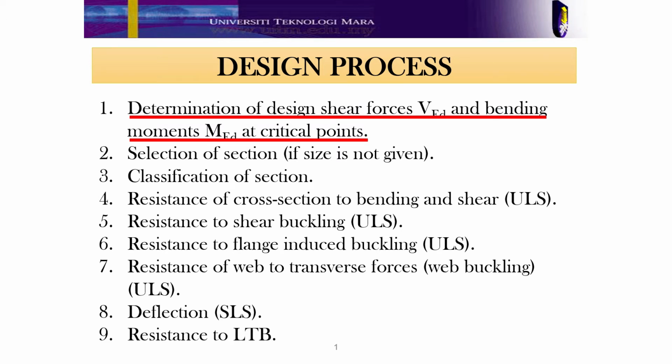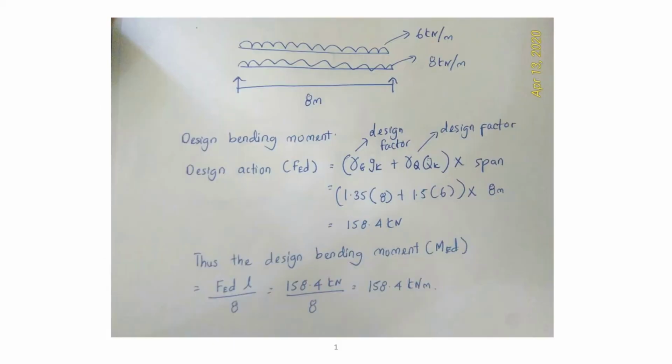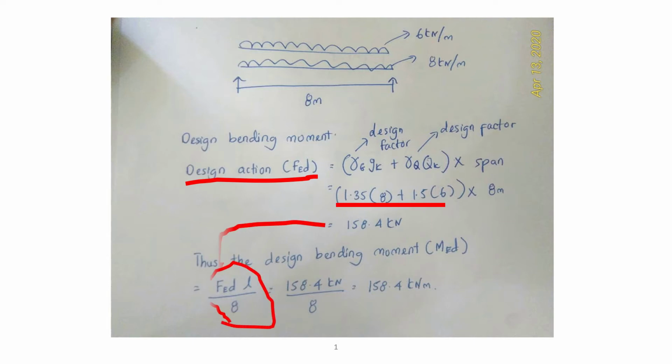Determination of design shear forces VED and bending moments MED at the critical points. First, what you need to do is to find the design action FED. The design factor for permanent action is 1.35, while the design factor for the variable action is taken as 1.5. As you can see, the design action is calculated as shown in the figure. Hence, insert the calculated design action of 158.4 kN into the shown formula to find the design bending moment MED.